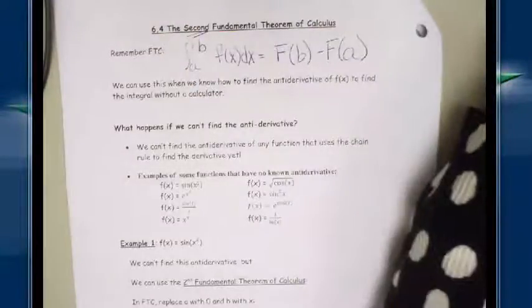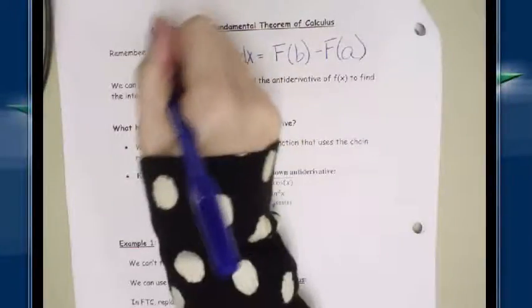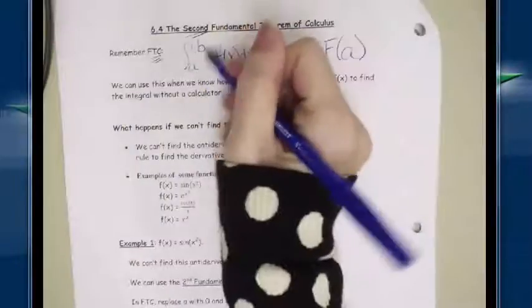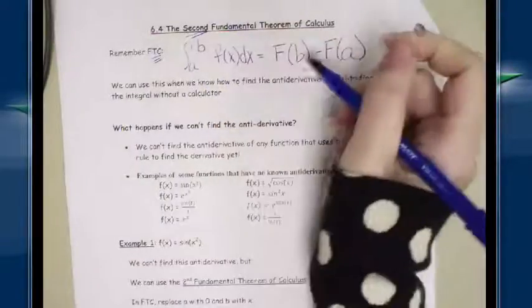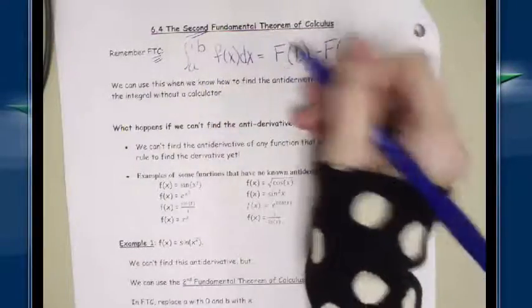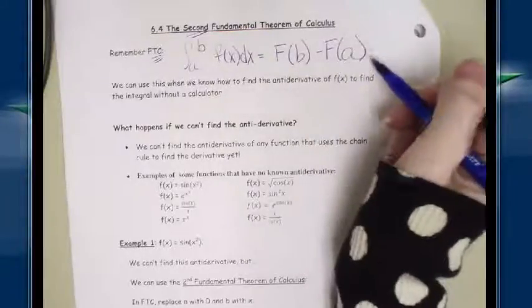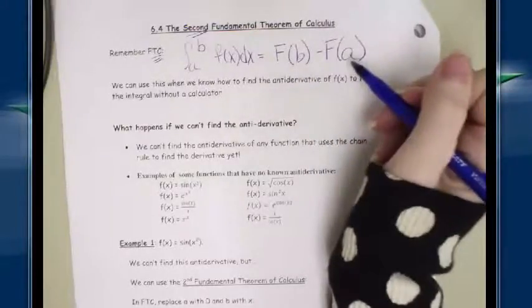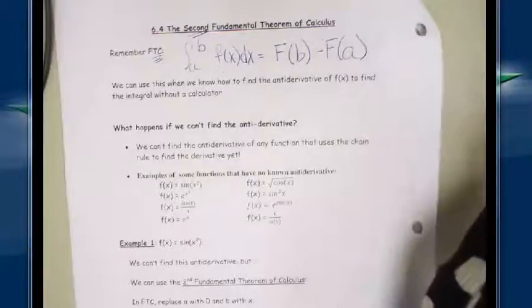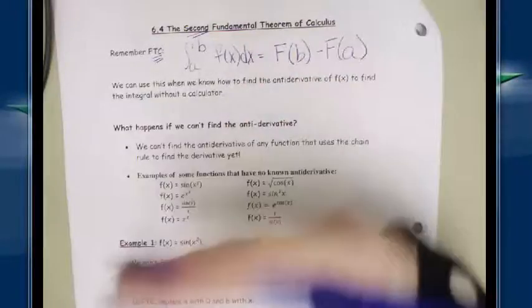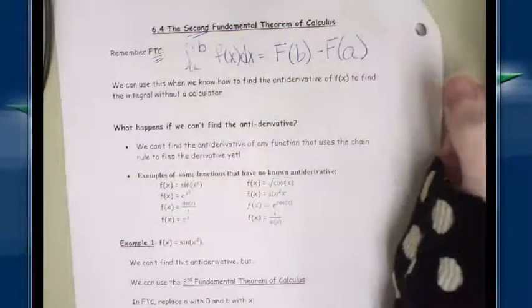That is the second fundamental theorem of calculus. Remembering FTC, the integral from a to b of f of x dx equals F of b minus F of a. We know that capital F stands for the antiderivative. Wonderful work. We are starting to figure these out without a calculator and learn certain rules.